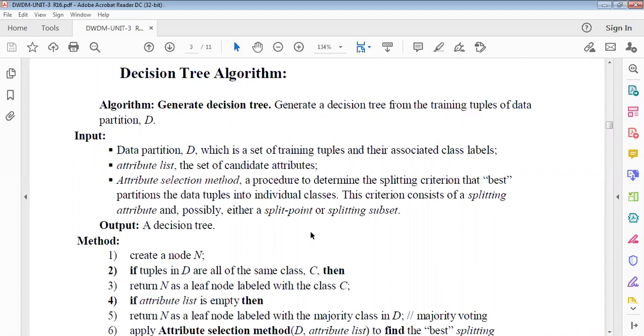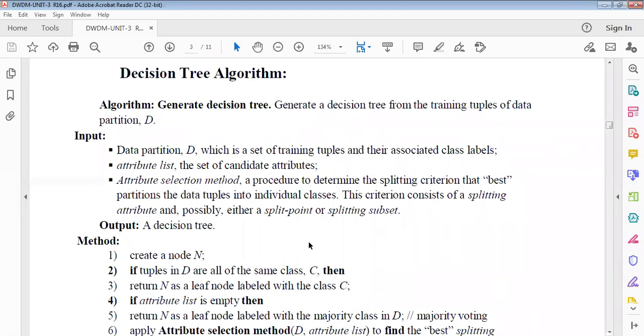So far, in the last class, we started with the third unit, classification. Now, in today's class, we will discuss the decision tree algorithm, and how we can apply it to various attributes. That is the best case we have to represent: the decision tree algorithm, and how we can generate decision trees.